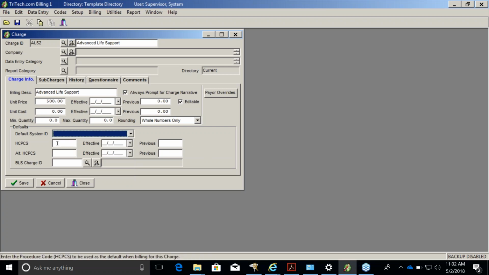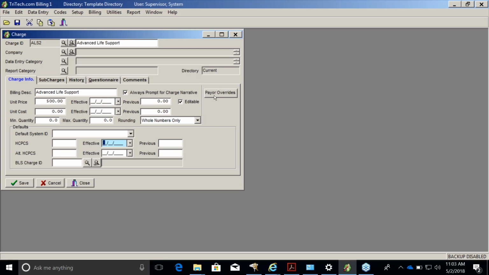Alrighty. And then you would enter your HCPCS code and the effective date of that HCPCS code. If the HCPCS code had changed from one code to another, it is always a good idea to enter the effective date here. This helps the system know the difference between when the code was entered into the system and the date that the code was actually created. The alternate HCPCS field is really not used very often, so we're just going to leave this field alone here. There is some logic that works behind here, but not necessary for the setting up of a charge code.